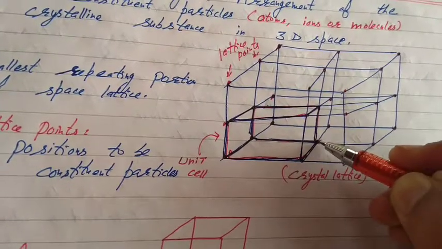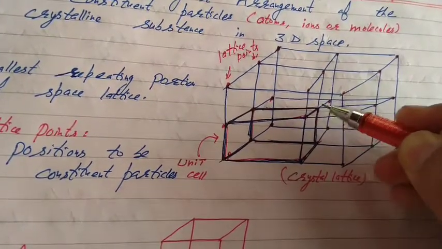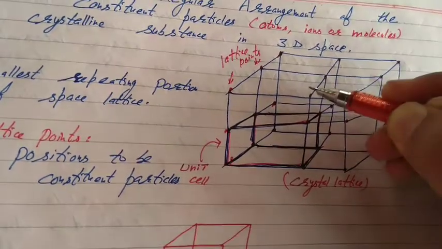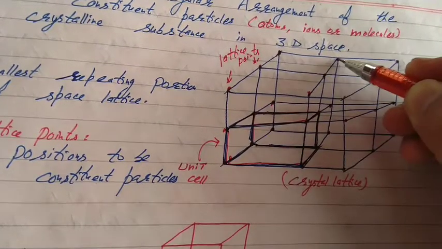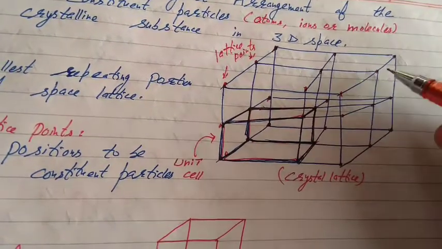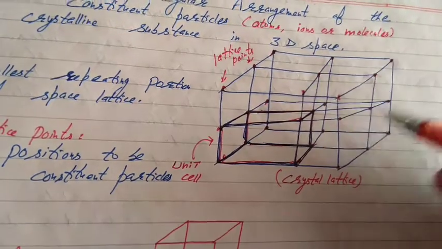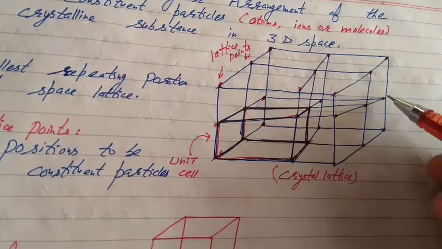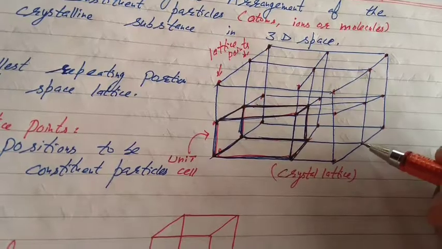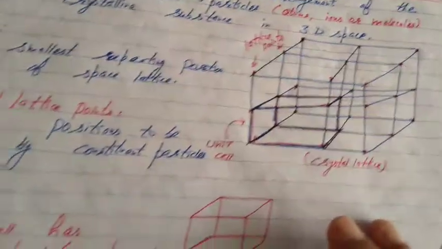Space lattice, regular arrangement of constituent particles, atoms, ions or molecules in 3-dimensional space. The smallest splitting portion of space lattice is called unit cell, and these sites are called as lattice sites.